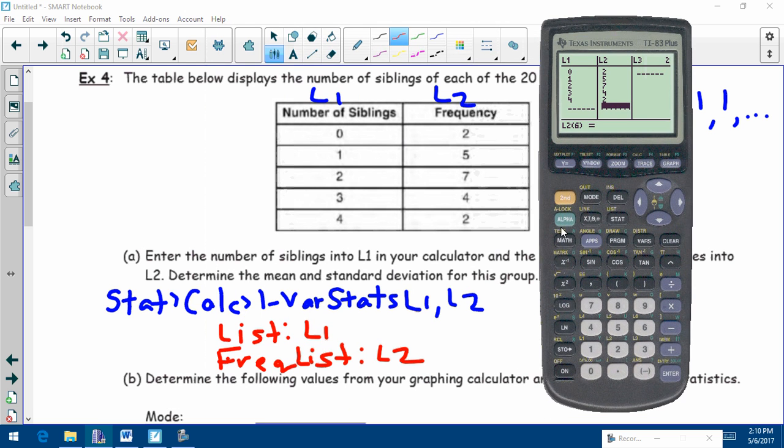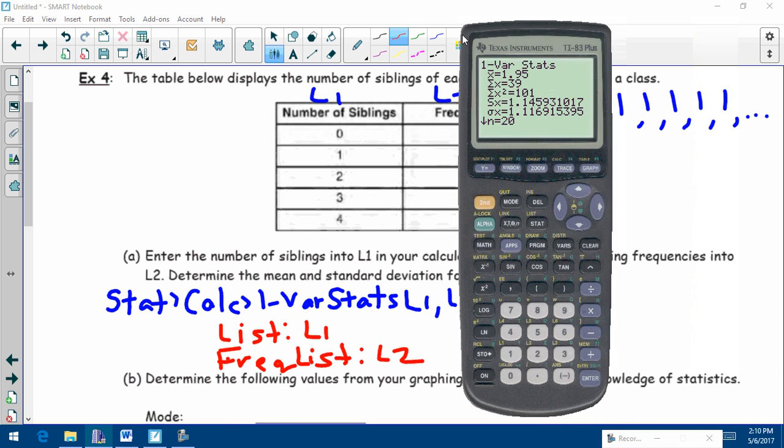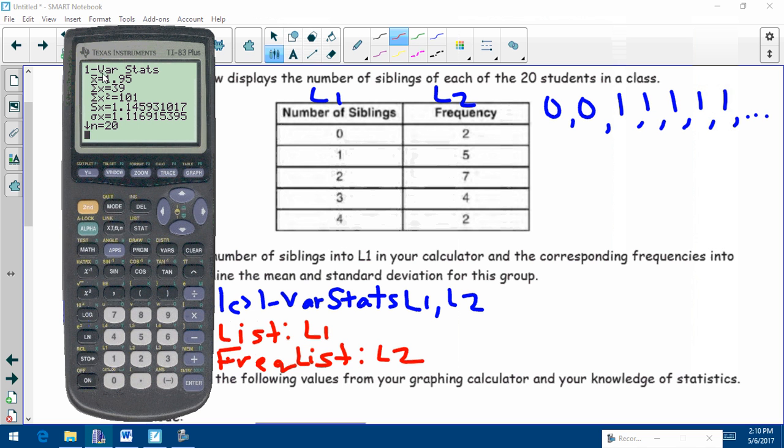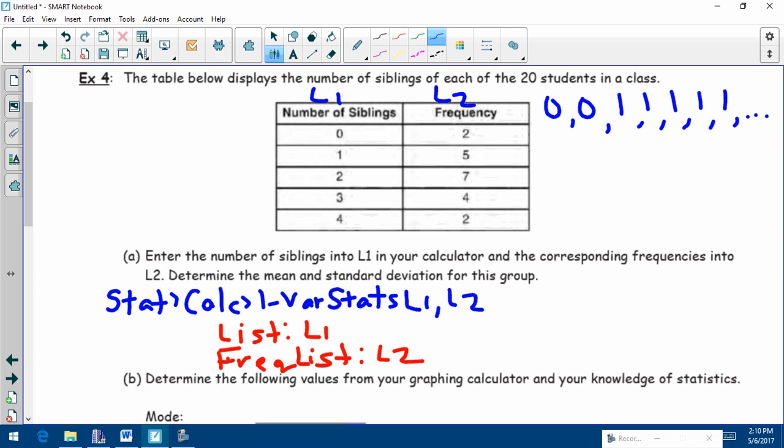Okay, so on my old calculator here, I'm going to go stat calc 1 variable stats. I have to type L1, comma, above the 7, L2, and hit enter. Again, you can use your freq list if you have a new calculator. And then look what we got. The mean is 1.95, and the standard deviation is about 1.117. So we've got a mean of 1.95 and a standard deviation of 1.117.